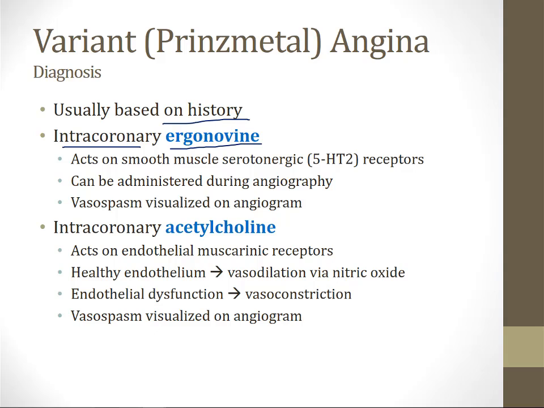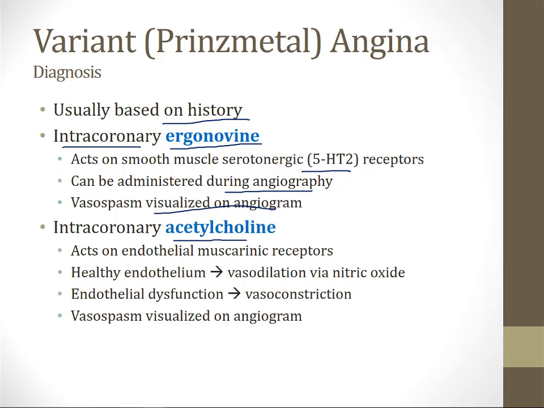Ergonovine acts on smooth muscle serotonin receptors, 5-HT2 receptors, and it can be administered during angiography, and it will cause vasospasm that you can directly visualize on the angiogram. Another way you can make this diagnosis is by injecting intracoronary acetylcholine.